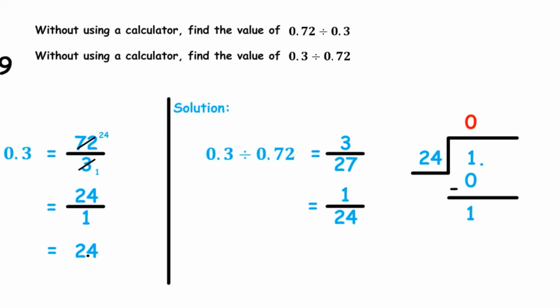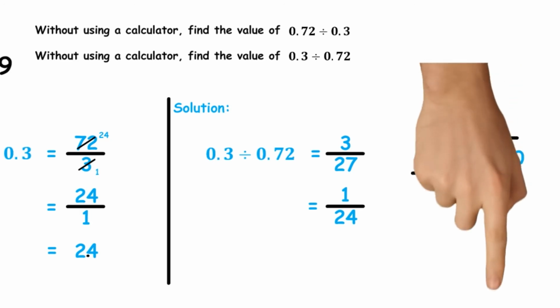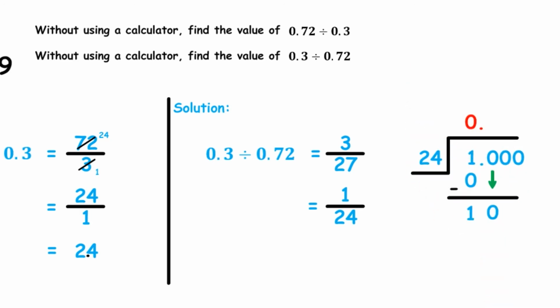There is a decimal point. After the decimal point, we can put as many zeros as we want. Now, the decimal point stays the same. To solve the problem, a 0 can be lowered down, making 10. Again, 10 is not a multiple of 24, so we use 24 times 0 equals 0. 10 minus 0 is 10. Now we need one more 0 to solve the problem.